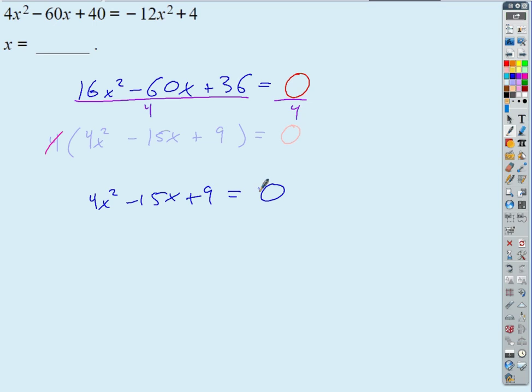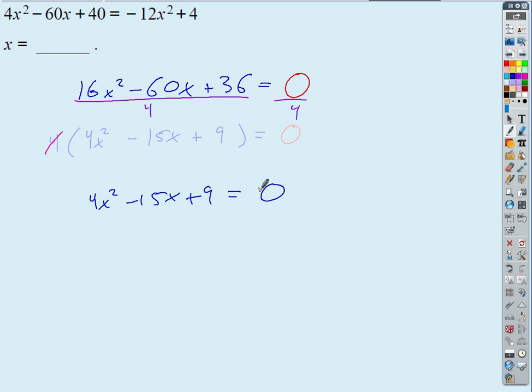Okay, now that's a little bit smaller equation to deal with, right? But I still am stuck there. That's a little tougher one, right? Because now a is not equal to 1. Okay? So let's see if we can go further with this by factoring. So what's my next step?